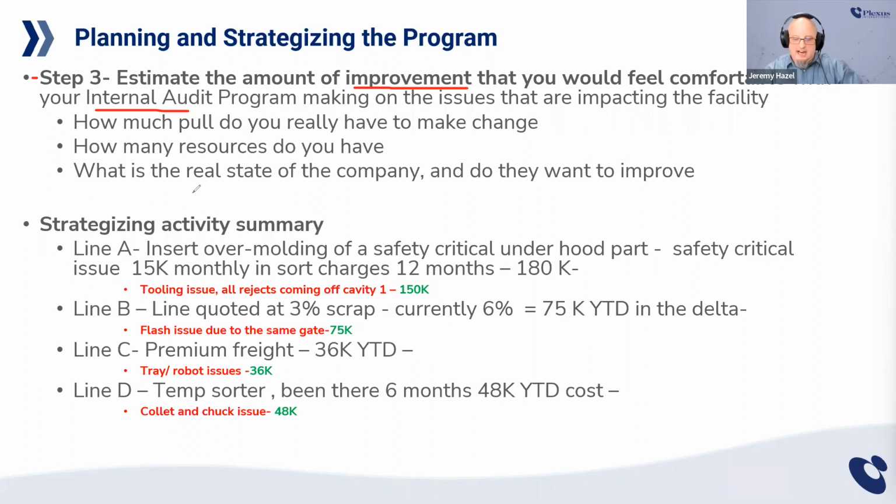An example, and a very quick one. If I did these three things, I go out and I look at the state of my company. Line A is an overmolding for a safety critical underhood part. We're seeing $15,000 a month in surcharges from the customer, and it's been going on 12 months because they're afraid to pull it. This equates to $180,000 in hard dollar sorts. We take a look at some of the issues surrounding it, and we see tooling issues. We think that our audits may be able to fix the tooling issues.